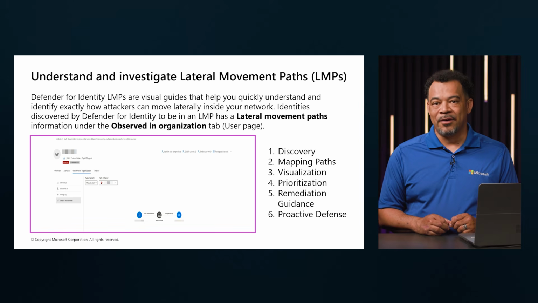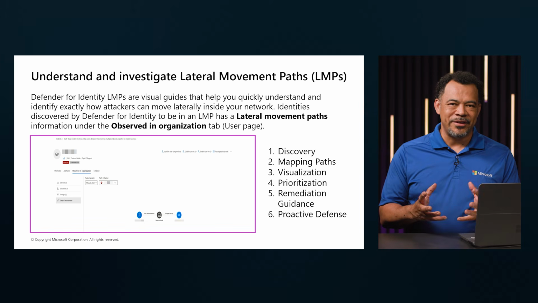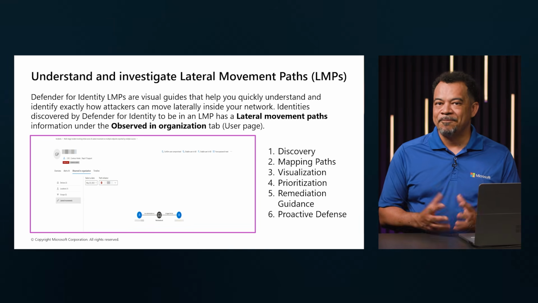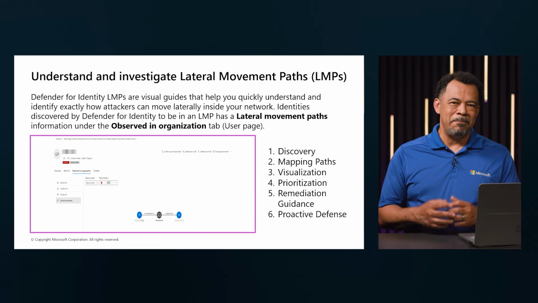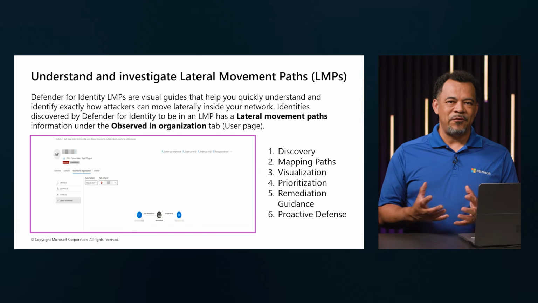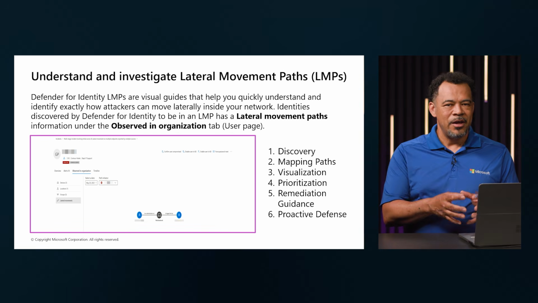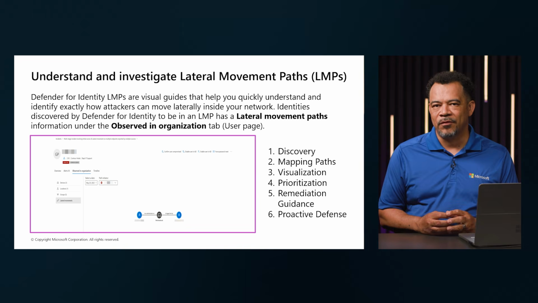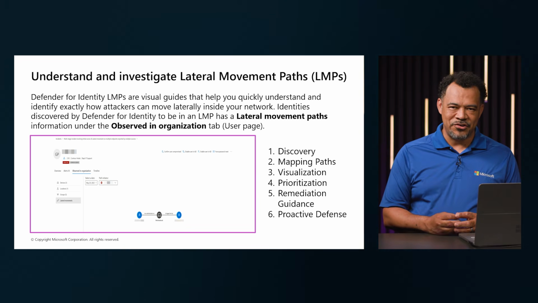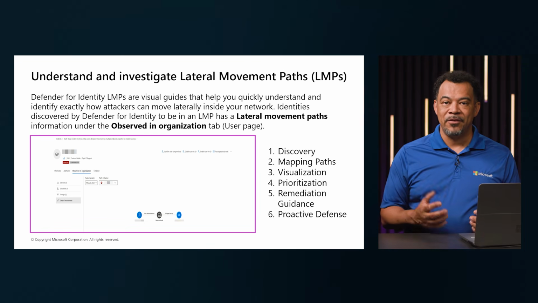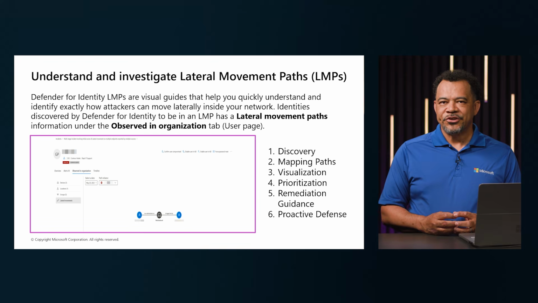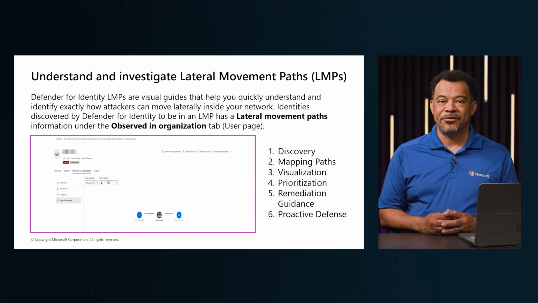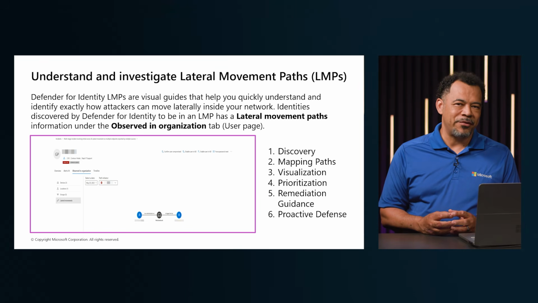So the first thing we have is discovery. Defender for Identity continuously analyzes Active Directory data, including user privileges, group permissions, and authentication patterns. It then provides mapping of paths. It identifies how a compromised user or machine could be used to access other accounts or systems, especially those with higher privileges. We then provide visualizations. These paths are displayed in the portal as attack graphs, showing step-by-step how an attacker could escalate privileges or move across systems. We provide prioritizations.